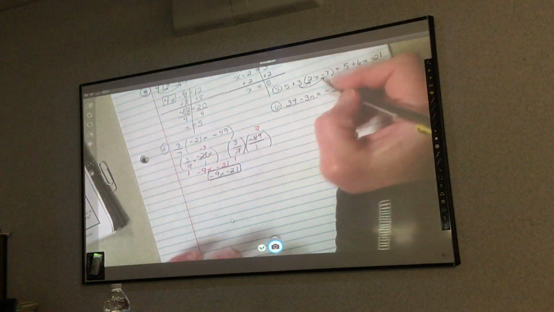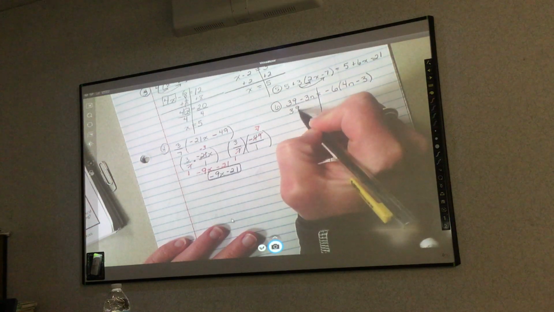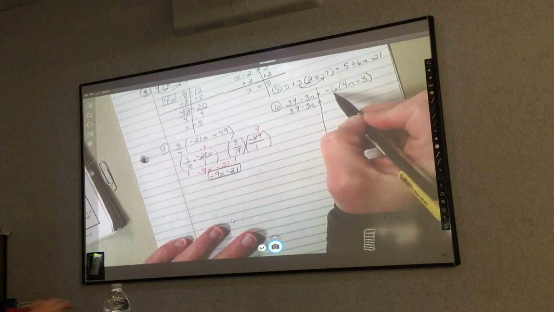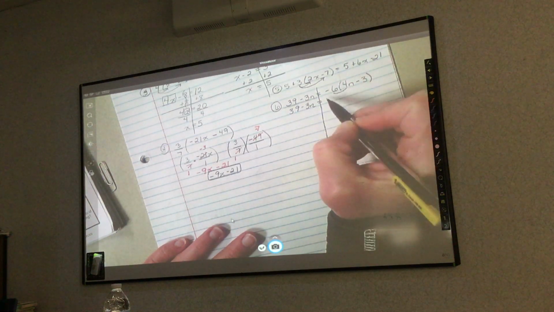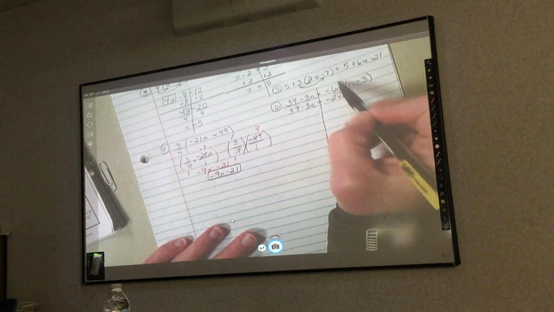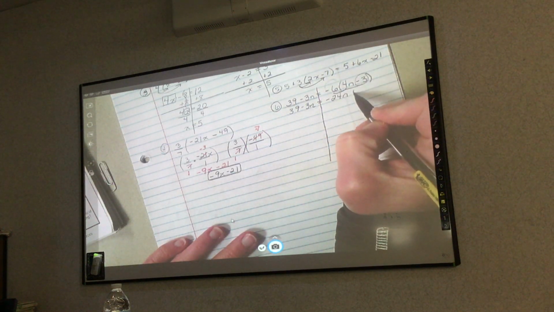You're going to start by doing the distributive property. So we just have 39 minus 3n equals, now we're going to distribute. Negative 6 times a positive 4 is a negative 24n. A negative 6 times a negative 3 is positive 18.